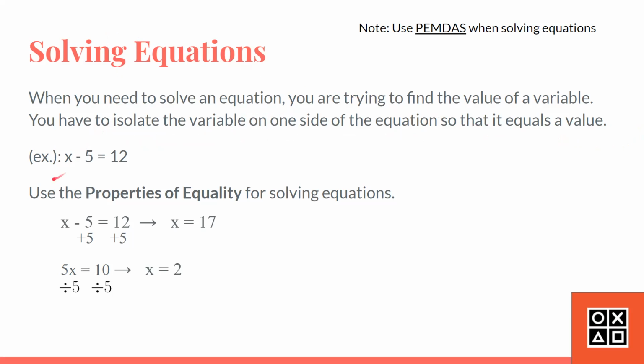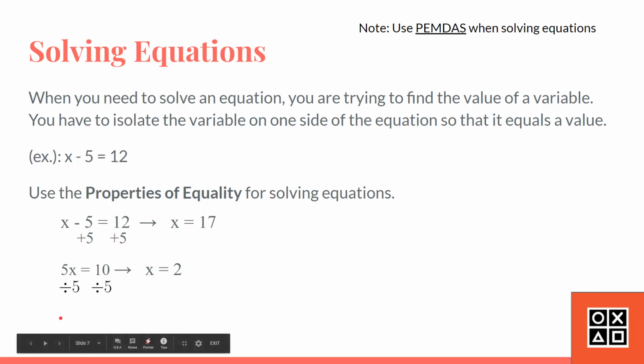For example, we have x minus 5 equals 12. Using the properties of equality on the previous slides, we can add 5 to both sides to isolate the variable. When you add 5 to x minus 5, you just get x. When you add 5 to 12, you get 17. Since you added 5 to both sides, the equation will still be equal because you did the same thing to both sides. Thus, x equals 17.